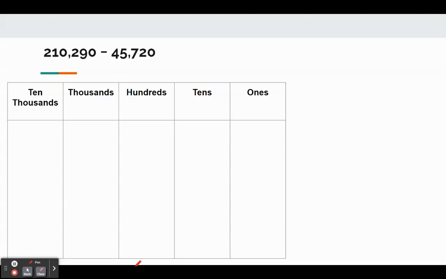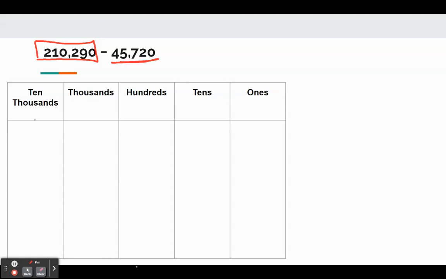So when we are subtracting, this is how much we have. And then we're going to go ahead and take away that number. So let's first put down the number that we have. So we have 200,000. Ooh, and I forgot to make 100,000 spots.